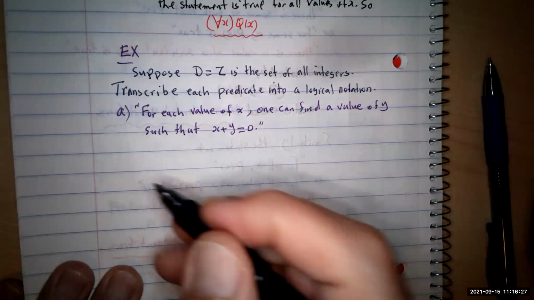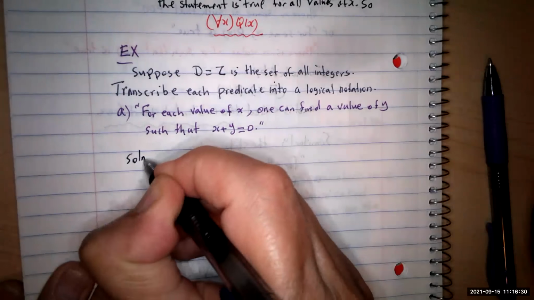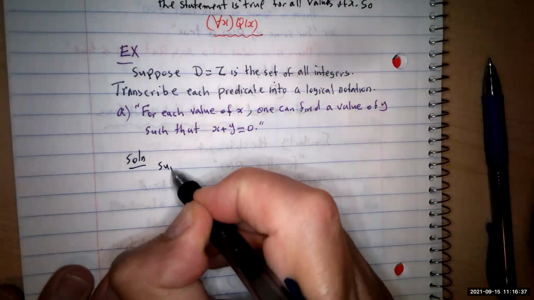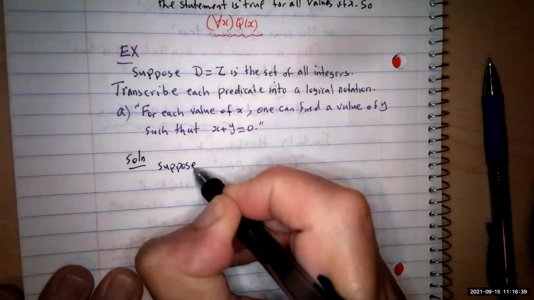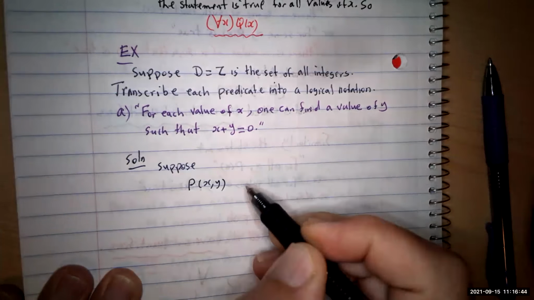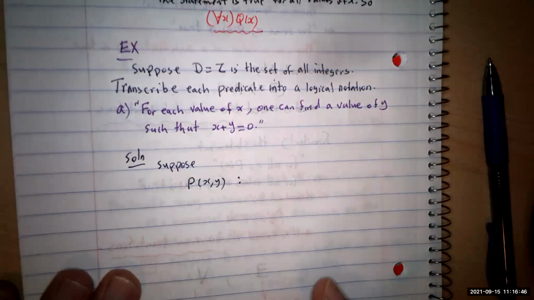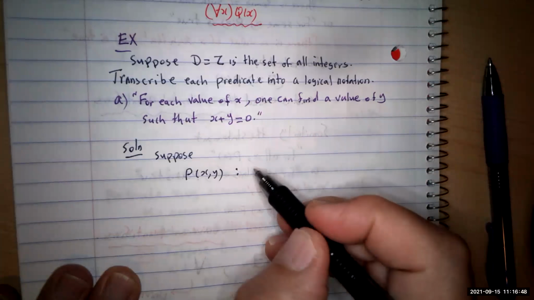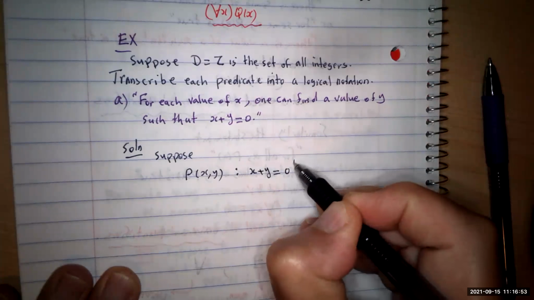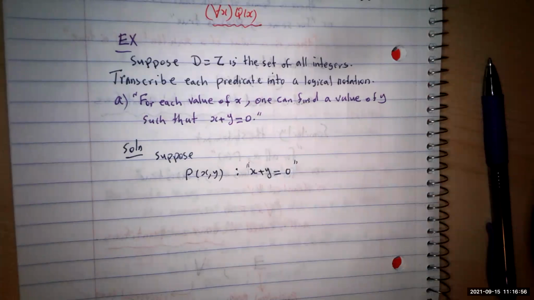So for your solution, suppose a predicate in two variables, p(x, y). This is going to be the statement. Remember, not an equation to solve, this is just a statement: x plus y is equal to 0. That's your first step. You translate the given information into the predicate notation.